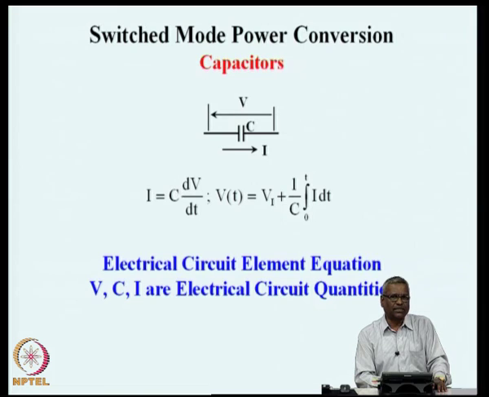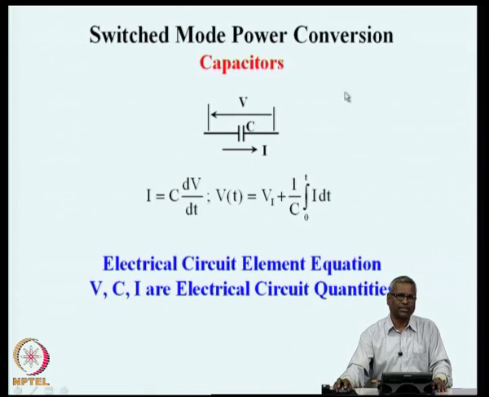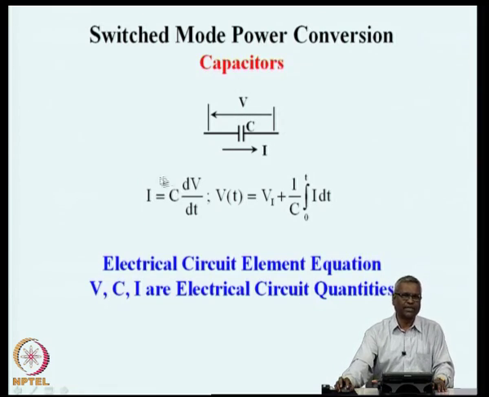The capacitor is a circuit element, and as a circuit element, it can be defined through the voltage across the capacitor V and the current through the capacitor I, what you see here as V and I. The relationship between the current and voltage can be expressed in the form of a differential equation or in the form of an integral equation. The first one relates the current to the rate of change of voltage. The current through the capacitor is capacitance times the rate of change of voltage across the capacitor.